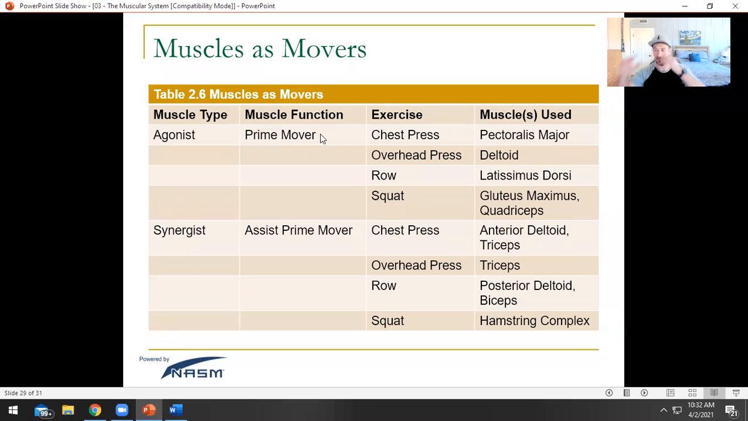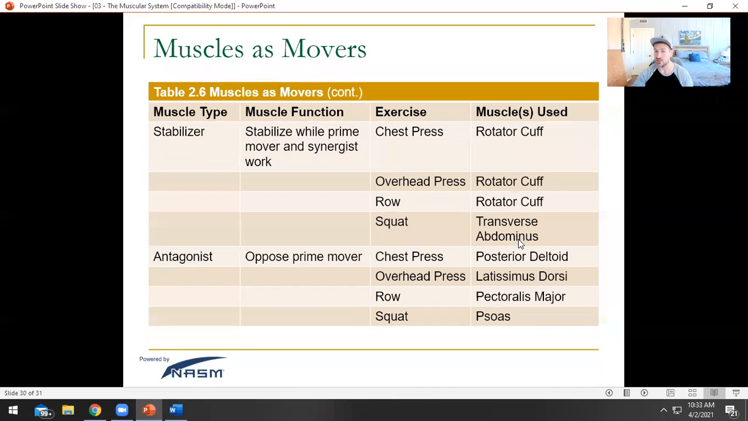So here are some really good examples that we've got up here, just as a very simple working list. If we look at a chest press, your pectoralis major is the prime mover. Meanwhile, your anterior deltoid and your triceps are synergists, right? So during the chest press, your pec is the agonist and your deltoids are the synergists. Meanwhile, your rotator cuff is your stabilizer, and your posterior deltoid in the back here is your antagonist.